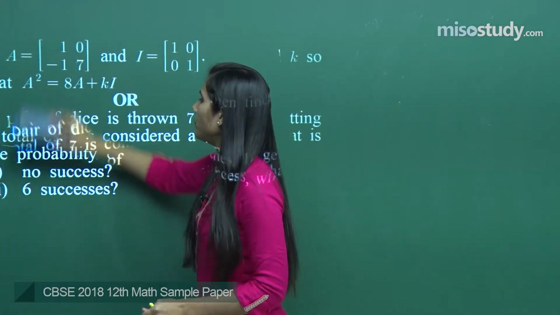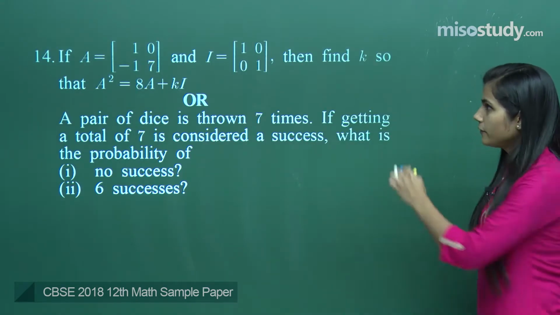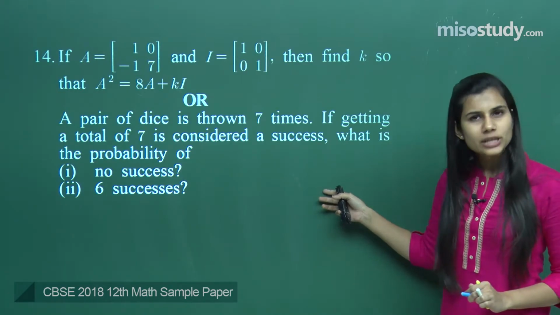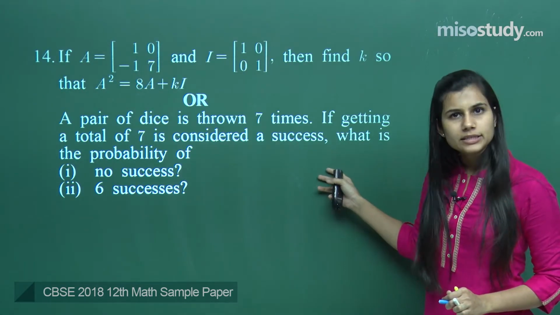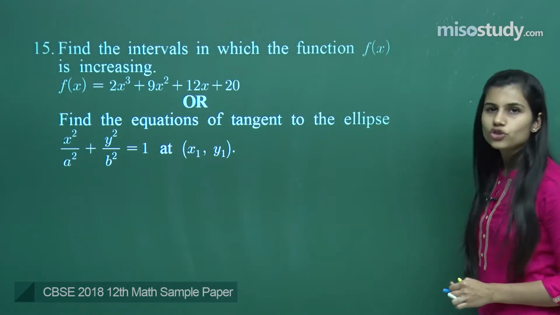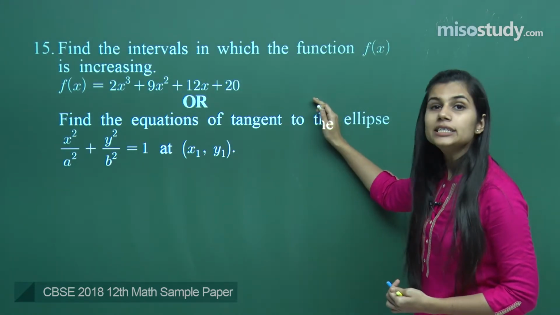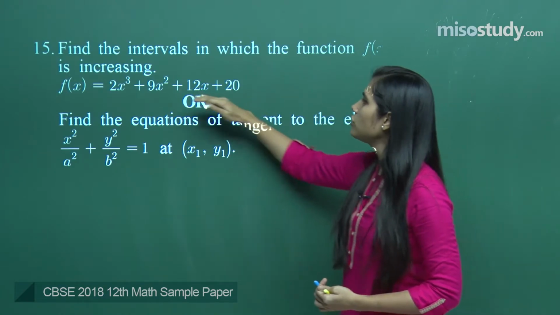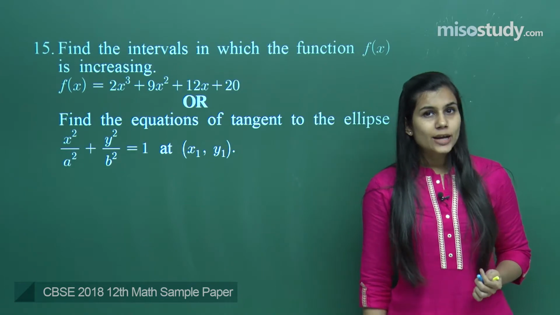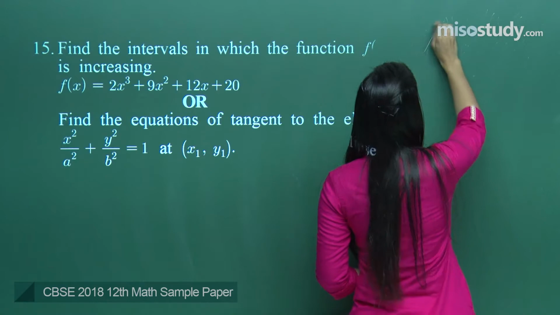So, if your operations on matrices section is very clear, then you can attempt the first question, or else you can attempt this again very easy binomial distribution application question from probability. Let's look at the next question. Okay, so again a choice is given to you. 15th question is asking you to find the intervals in which this particular function is increasing. For that, you should first understand what is the concept of increasing functions, then only you will be able to attempt this question.